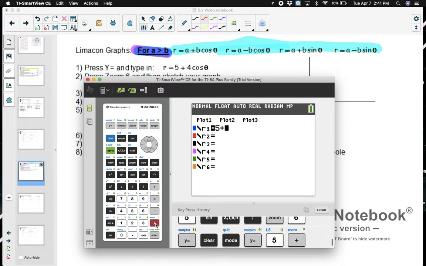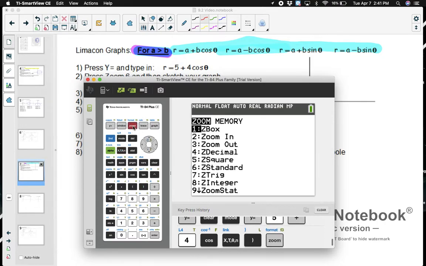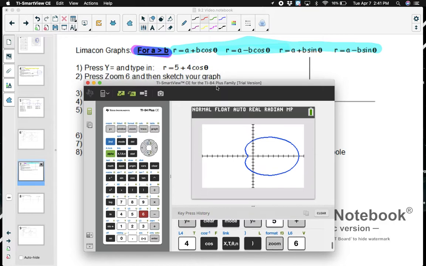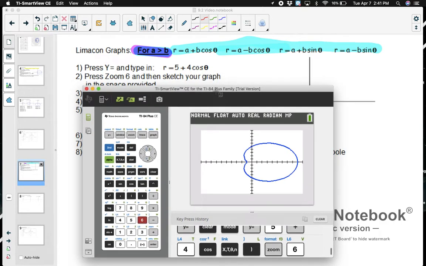r equals 5 plus 4 cosine theta. Zoom 6. And here is my graph. So take that screenshot.